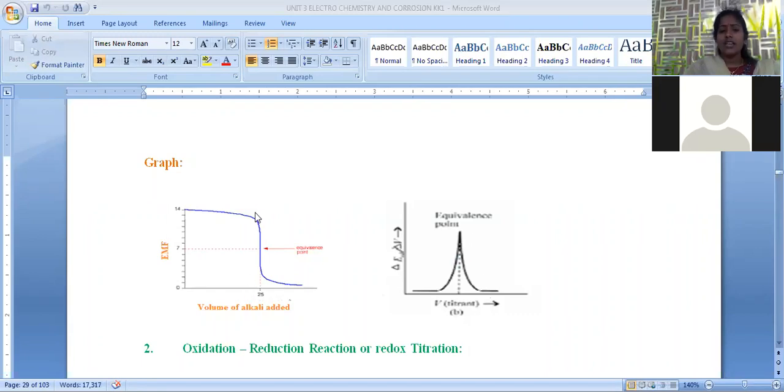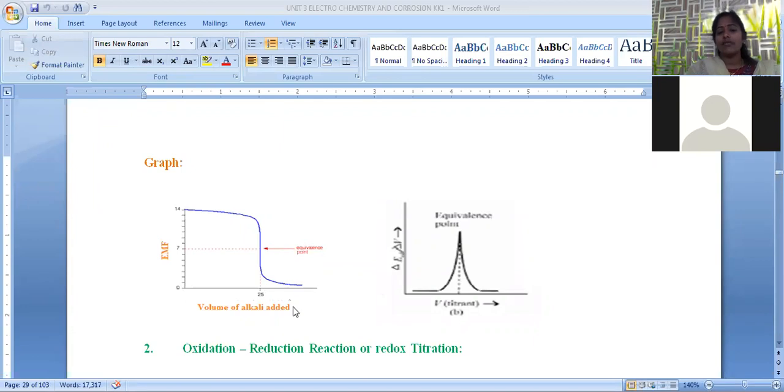Here, a sudden drop in the EMF is taken as the end point. Where the peak height is, that point is taken as the end point. So these two are used to represent the end point value. If we know the end point value, based on this, it is possible to determine its concentration by taking the formula M1 V1 is equal to M2 V2.